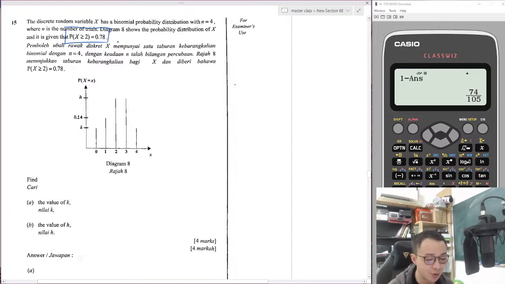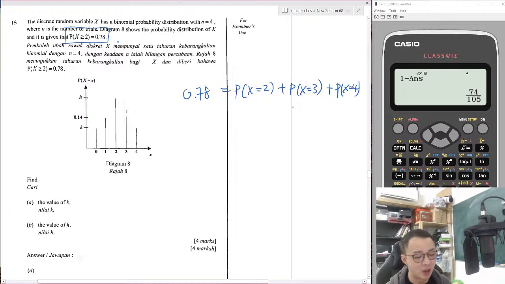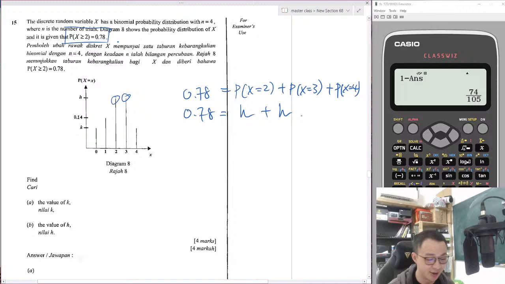X is bigger than or equal to 2 basically means X equals 2 plus X equals 3 plus X equals 4, which equals 0.78. So from this information, I will form one equation first. X equals 2 is h here, 3 will be another h here, 4 will be k here. So therefore, I know 2h plus k equals 0.78.